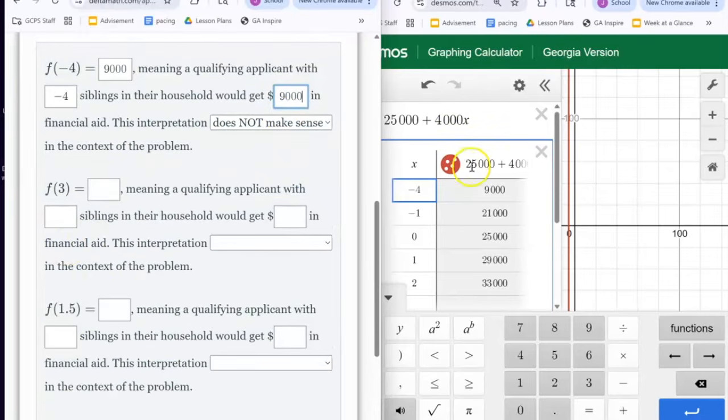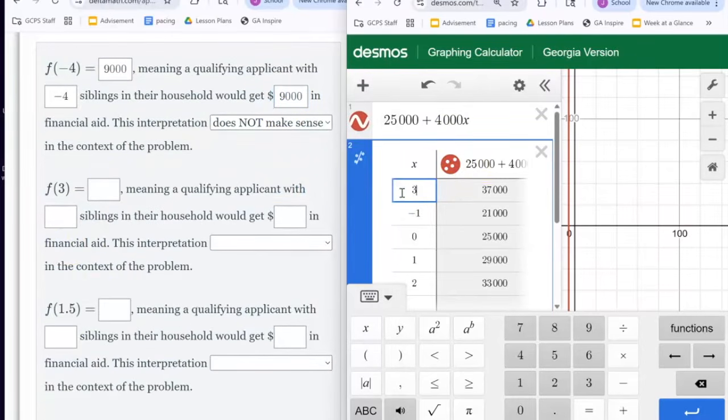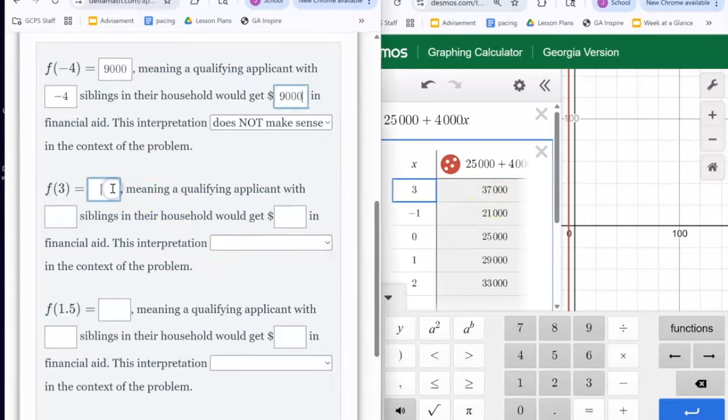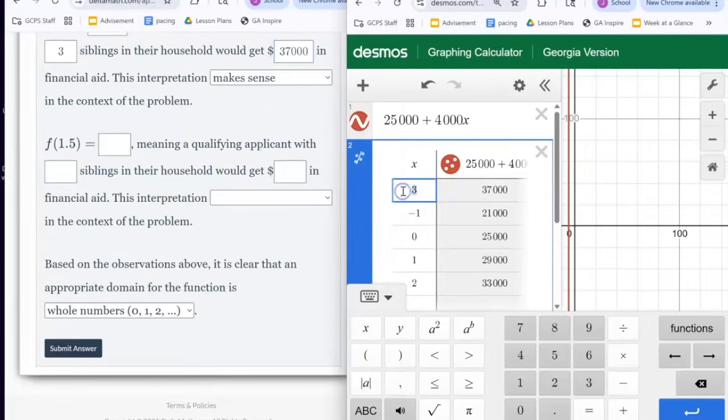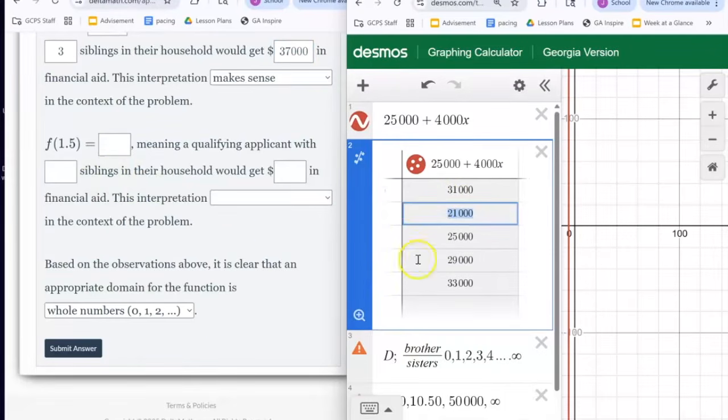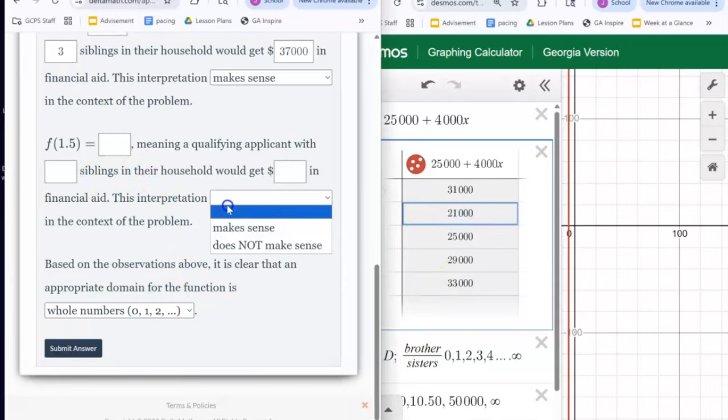All right, f of 3. So I come right here. If I have 3 siblings, I get $37,000. Does that make sense? Yes, that does make sense, because if I have 3 brothers and sisters, my household is going to get 37,000. Meaning a qualifying applicant with 3 siblings in their household will get 37,000. All right, 1.5. If I have 1.5 brothers, that does not make sense. So I'm going to go ahead and click does not make sense right now.